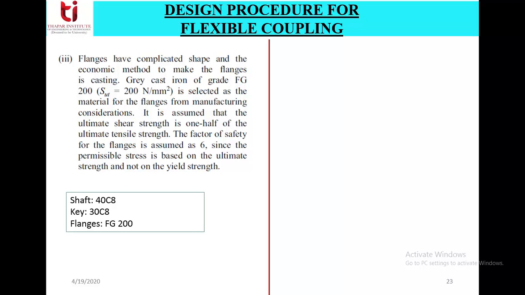So for shaft, we are choosing 40C8 material. For key, we are choosing 30C8. And for flanges, we are choosing FG200. It is very, very important to have a good choice of materials, particularly in an open book scenario. And we must be very well aware of which of the selected materials are of which type.